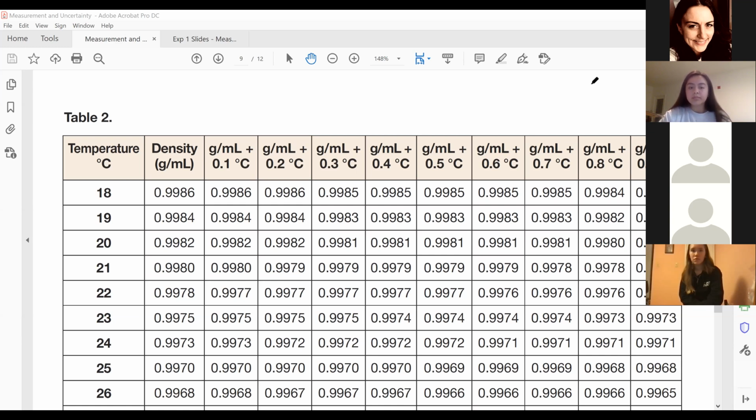So we have to print out the pages? Yes, that's right. I'll find out for sure. You can transfer it to a Google Doc. It'll let you type on it. I think it lets you type.